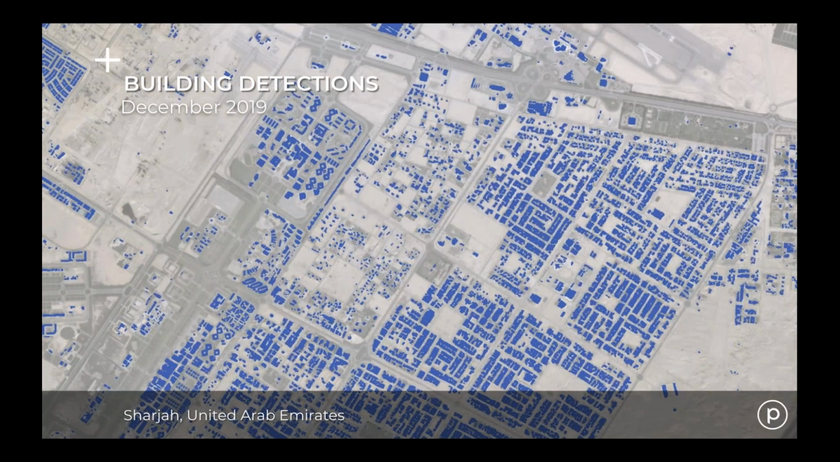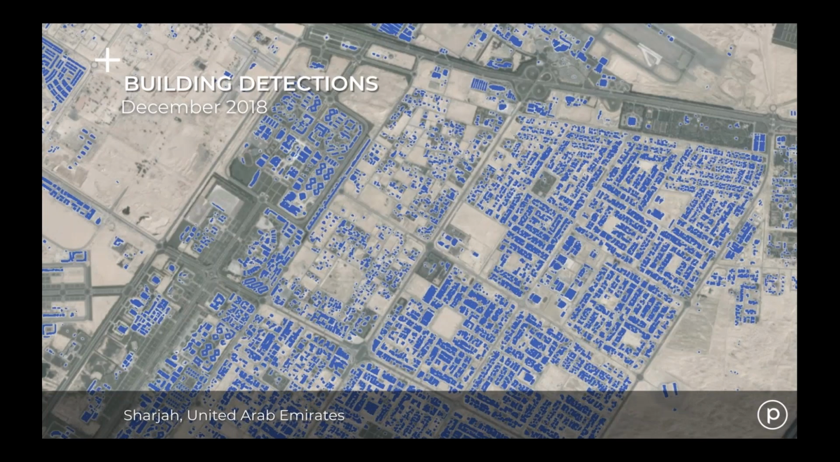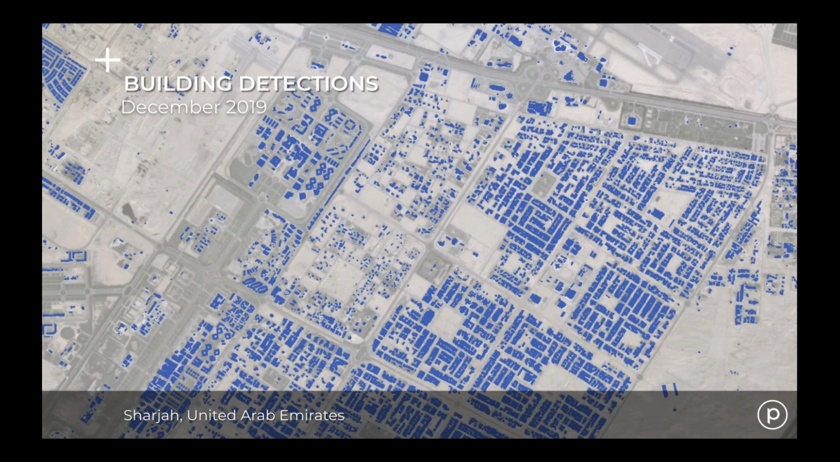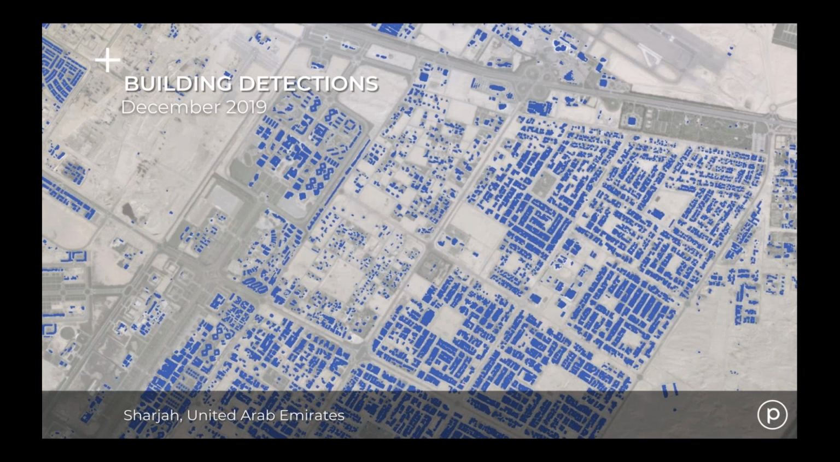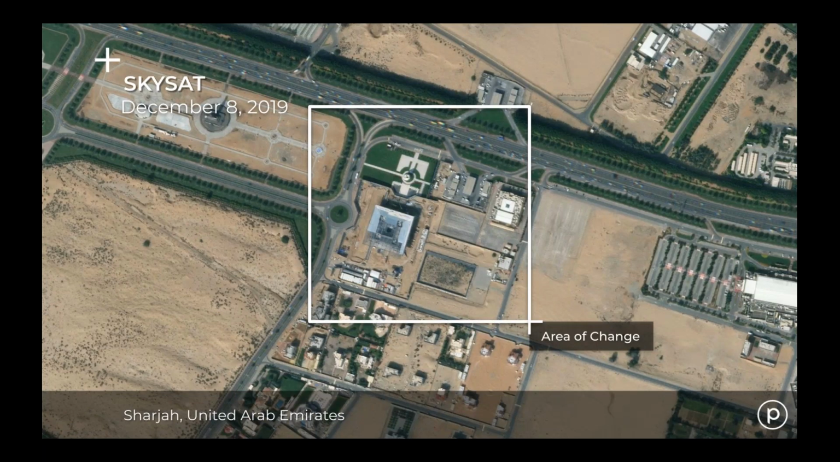And then we compare it to December 2019, and I'm going to toggle back and forth so you can see that new buildings are coming into creation over that year period. And what we really noticed is a lot of construction concentrated in this area. And so after we ran this detection, we actually queued up a SkySat satellite to give us a higher resolution view of what was going on.